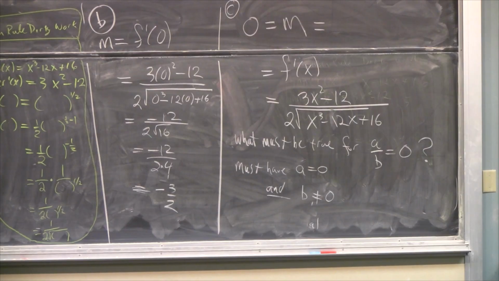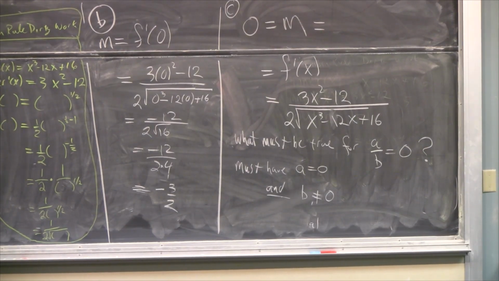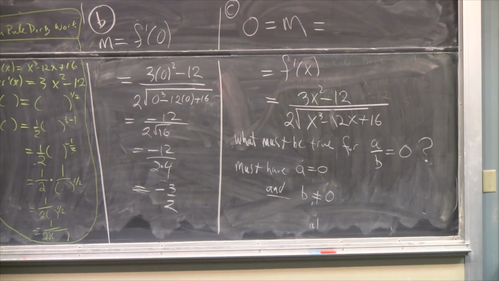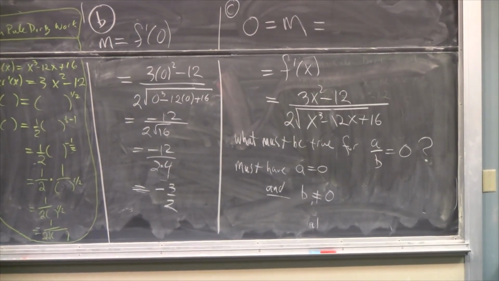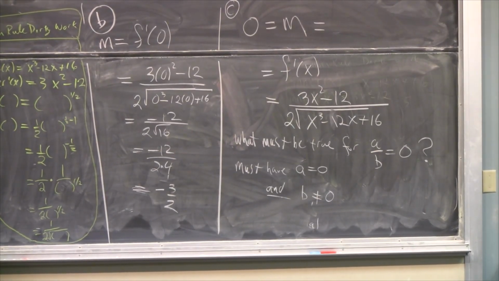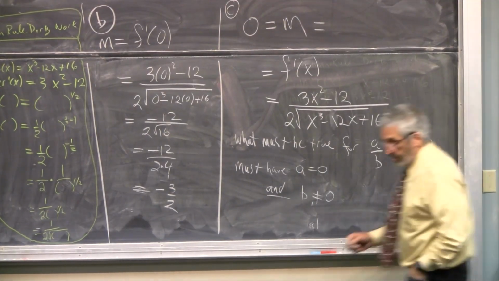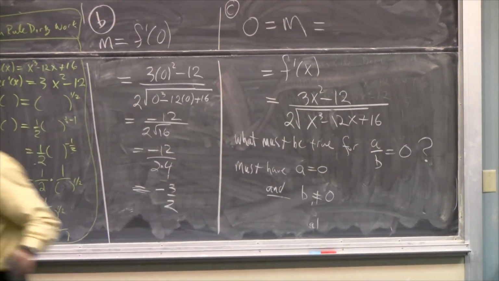What about when x equals 2? The denominator is 2 times the square root of 2 squared minus 12 times 2 plus 16. That's 2 square root of 0. That's 0. Whoa. It's a good thing we checked. These are easy to find, but you really have to check both conditions. So the only valid solution is x equals minus 2.